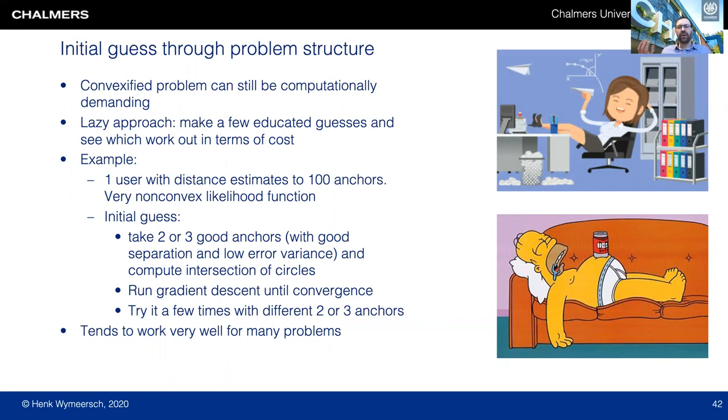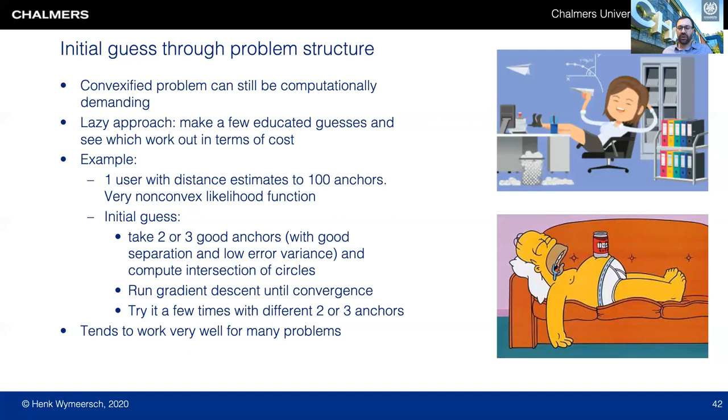But instead of saying, okay, I'm going to convexify it and then solve this convex optimization problem with lots of variables and lots of constraints, let me just take a bunch of anchors. Let me just take three anchors that have good measurements and that are well separated, find the intersection points of the corresponding circles, and run gradient descent from that. And do this a bunch of times and see which one works out. Even though it's very simple, it works very well for many optimization problems in localization.